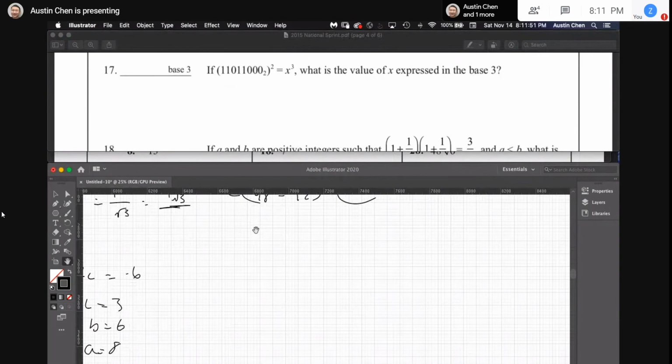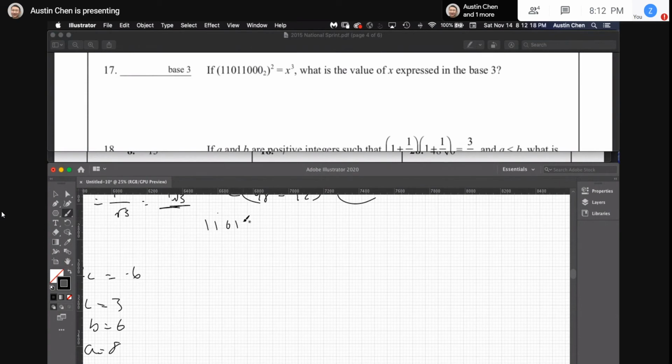If 1101100 in base 2 squared is x cubed, what is the value of x expressed in base 3? Okay, so what we should do here is convert this base 2 number into base 10, because then we can actually do arithmetic on it, and then find x and then convert it into base 3.